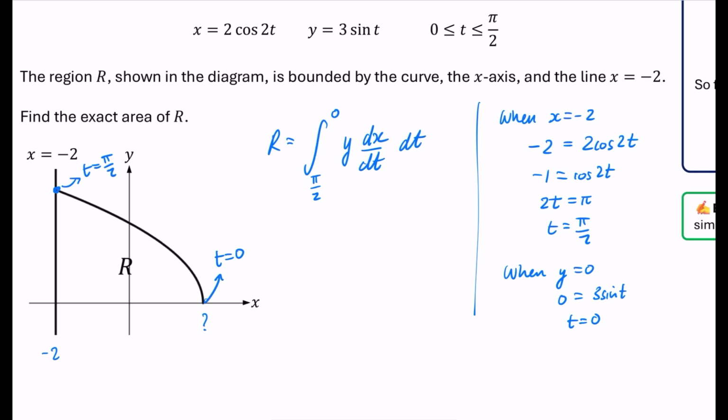Okay, so we need to differentiate the x to get dx/dt. Well, cos goes to minus sine, so it's going to be a minus sine 2t. There's a 2 times by the derivative of this 2t, so it's going to be a minus 4 sine 2t. So this means that r is the integral from pi over 2 to 0 of y, which is 3 sine t, multiplied by minus 4 sine 2t dt.